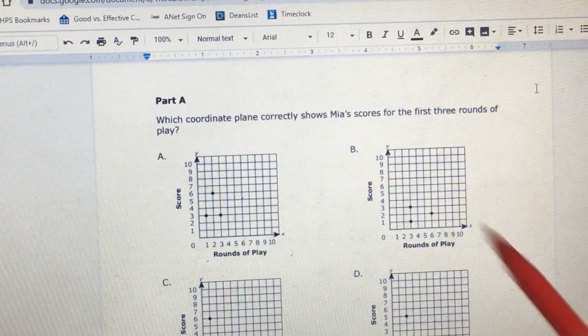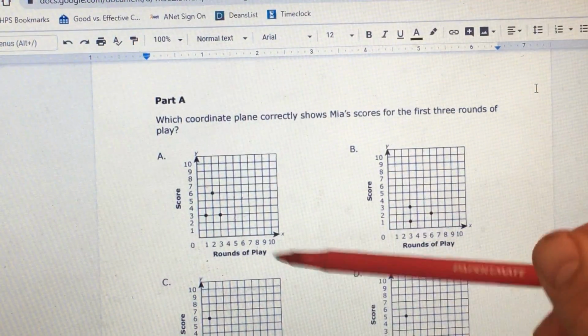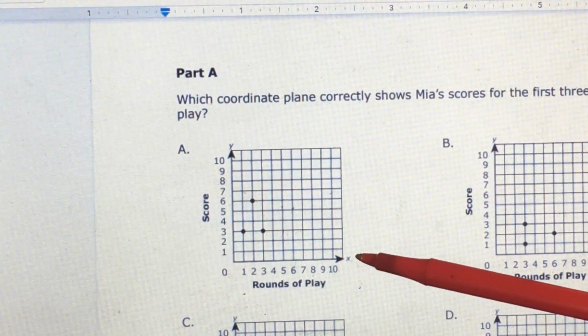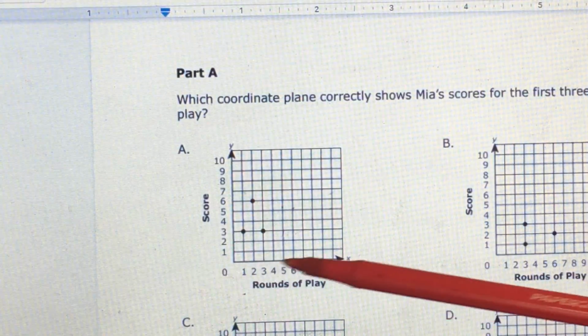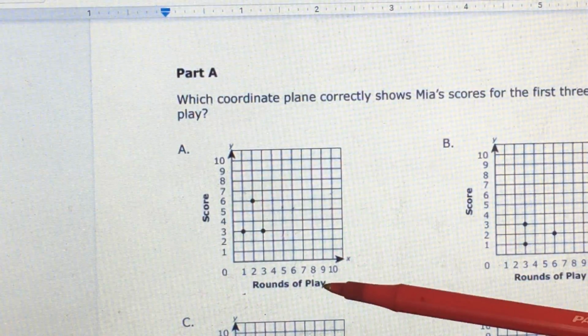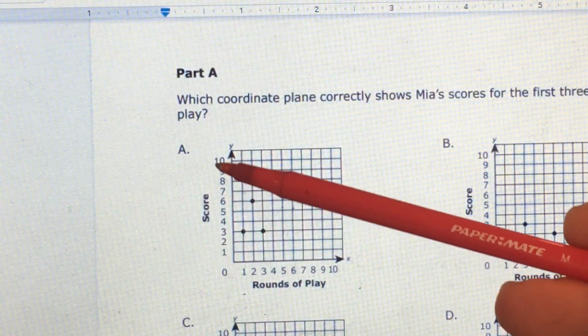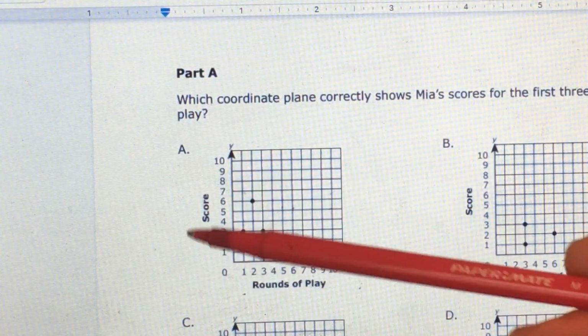So let's look at these coordinate planes. So these are called a coordinate plane, each of these drawings here. Okay, let me zoom in a little bit. So the X-axis, this way here, are the rounds of play, right? So 1, 2, and then 3. This side, the Y-axis, this axis here going up and down, is their score.